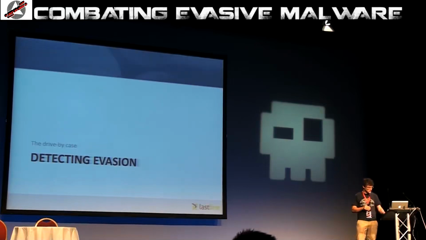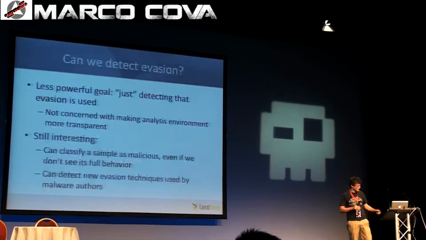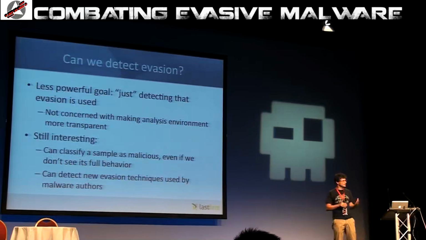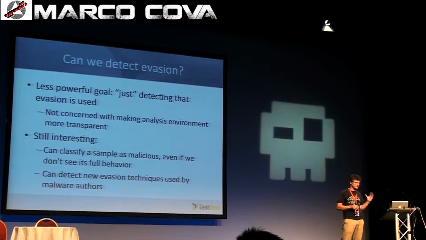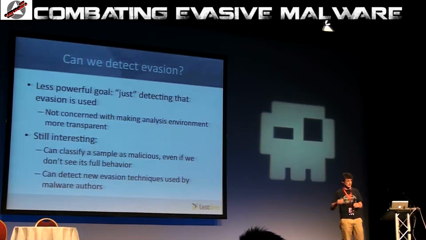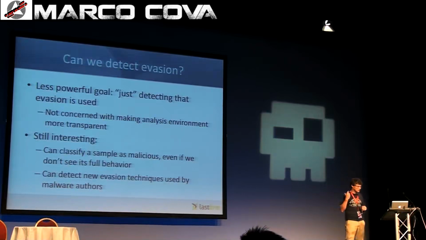The second part of the talk is going to be about detecting evasion. So this is sort of a weaker goal. We just want to understand if there is a sample that is trying to evade us. We don't care at this stage about actually being able to bypass it. And we do this in the context of malicious web pages.